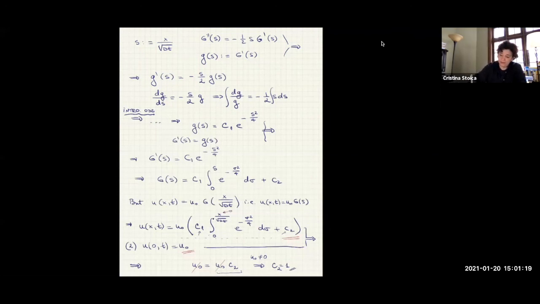So now I'm going to flip the page. For now, we have an expression of u of x and t equals u naught times some constant C1 integral 0 to x of e to the minus sigma squared over 4 d sigma, it was over 4, plus 1. And we used the original ODE and we used one of the boundary conditions.